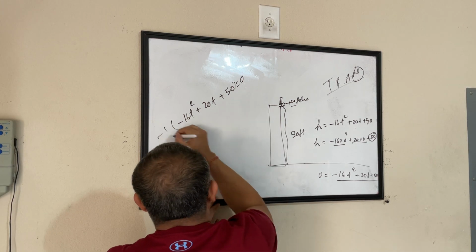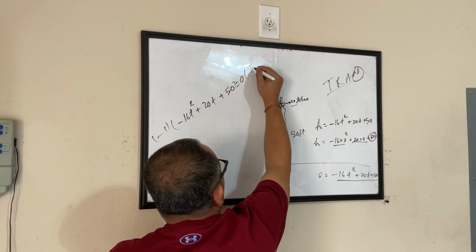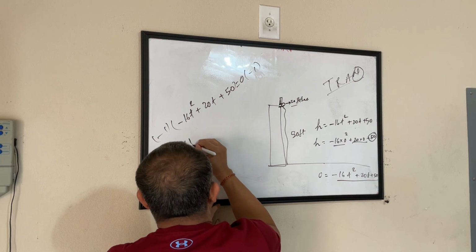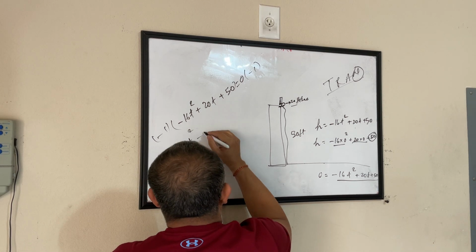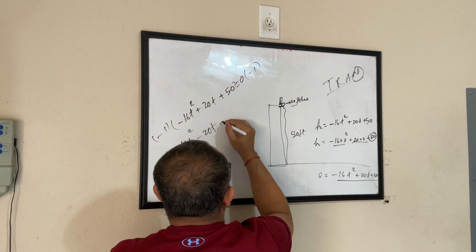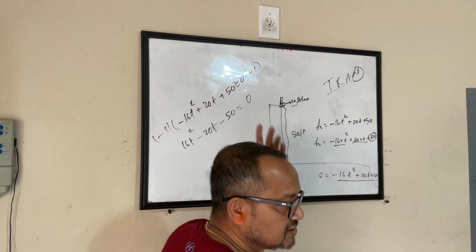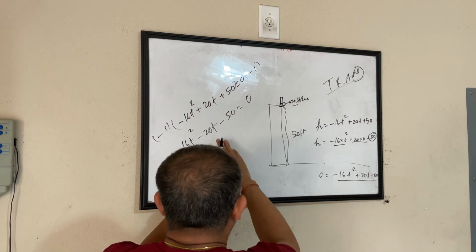So I'll multiply this with minus 1, and this side also by minus 1. This becomes minus into minus, plus 16t squared, minus into plus minus 20t minus 15 equals 0 into minus 1. Doesn't make any sense. That is just 0. So we have to solve it for this one.